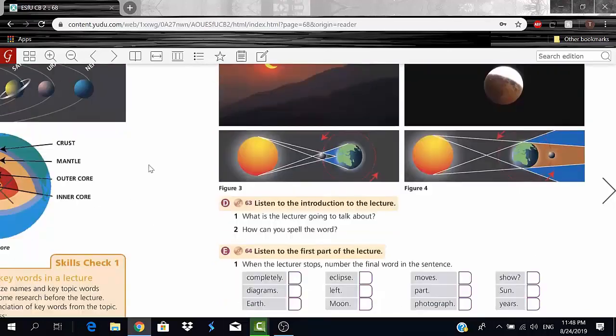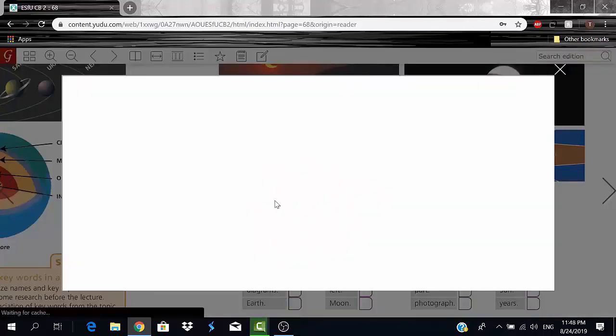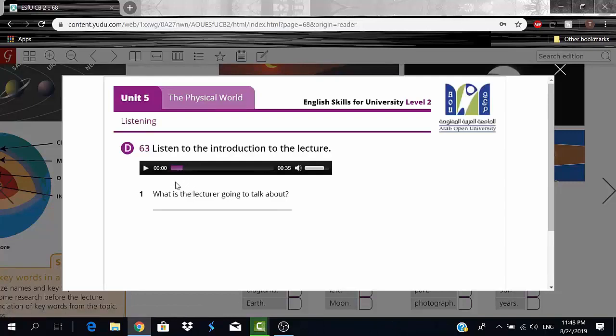So now here he wants us to listen to the introduction to the lecture. Let me actually open this. So here we have, what is the lecturer going to talk about? Okay, you guys, I want you to listen to this carefully and write down what you think the lecturer is going to talk about. Here we go. 63. Exercise D.